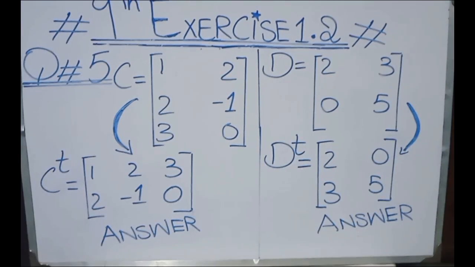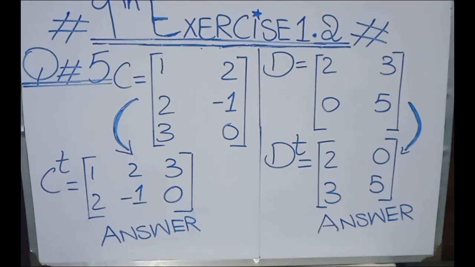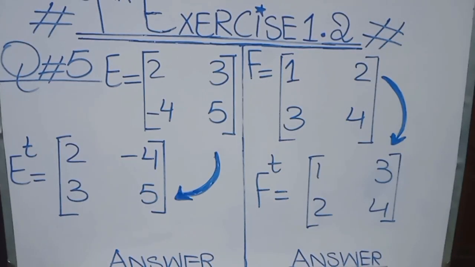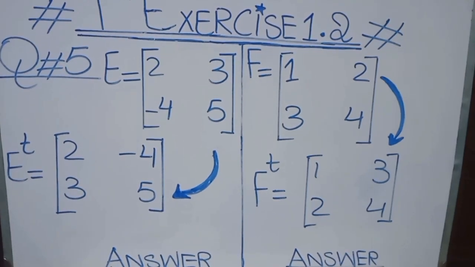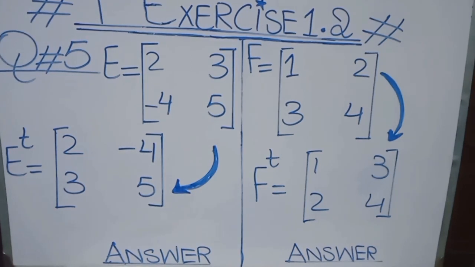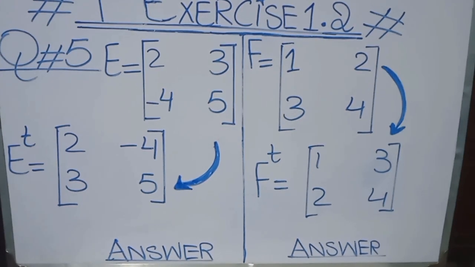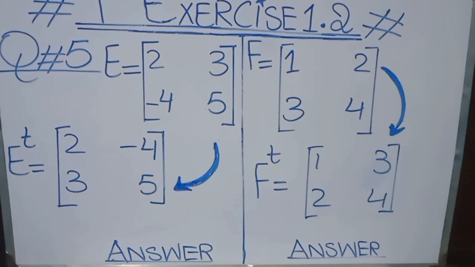And now I have also solved part C and D of the fifth question. For taking their transpose, I have changed columns into rows, and so we got the answer of part C and D. And here again, you can see that we did the same in part E and F. After taking the transpose of part E, the columns changed to rows. And also after taking the transpose of F, the columns changed to rows. So now we have completed our fifth question, and I hope that you understand the transpose of a matrix.